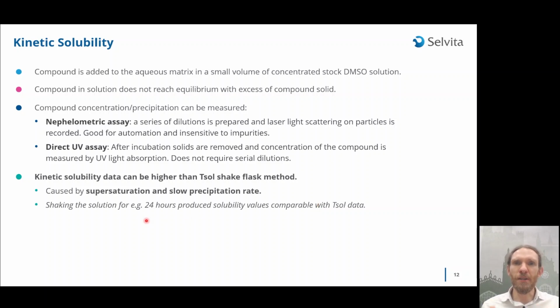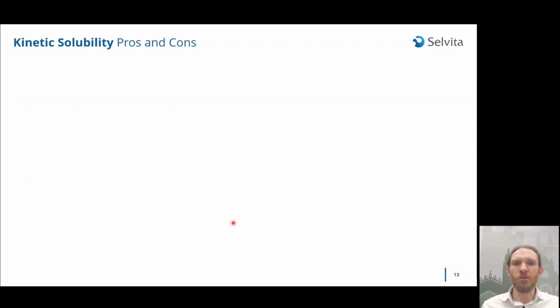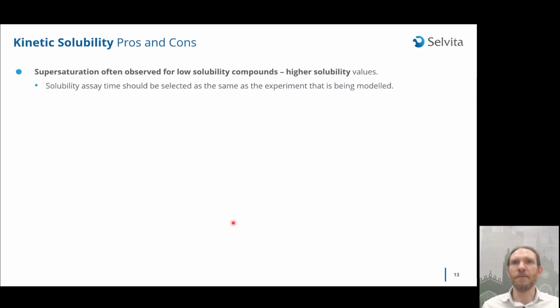Shaking the solution for 24 hours or longer can produce values that are comparable with thermodynamic solubility data. But with this, we actually take out the advantage of this assay of being high throughput and fast. What are the pros and cons of kinetic solubility assay? The disadvantage is that supersaturation is often observed for low solubility compounds, and higher solubility values are being observed.